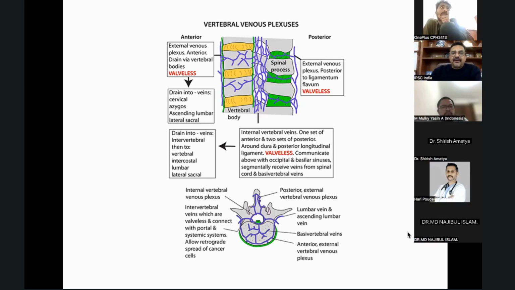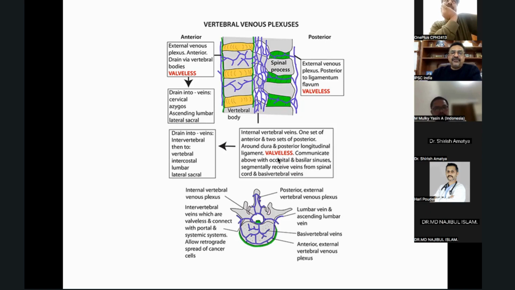So these venous plexuses, as we know, the internal venous plexuses are valveless, and what we are worried about with these venous plexuses is, one, the bleeding part, and another is the absorption of the irrigation fluid that we use. So these are the two areas where we are worried.